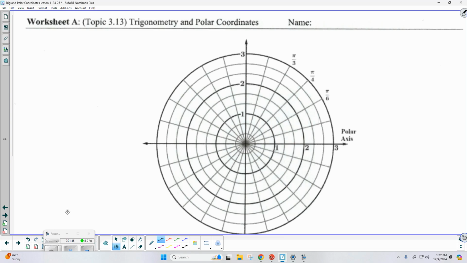So the first page here will say Worksheet A 3.13 at the top. Did anybody need a copy? Okay, glad I asked before I got started. Anybody else? Now, I hadn't originally chosen any of the first three problems. This is just plotting points, but would anybody like to review plotting a point in a polar grid?